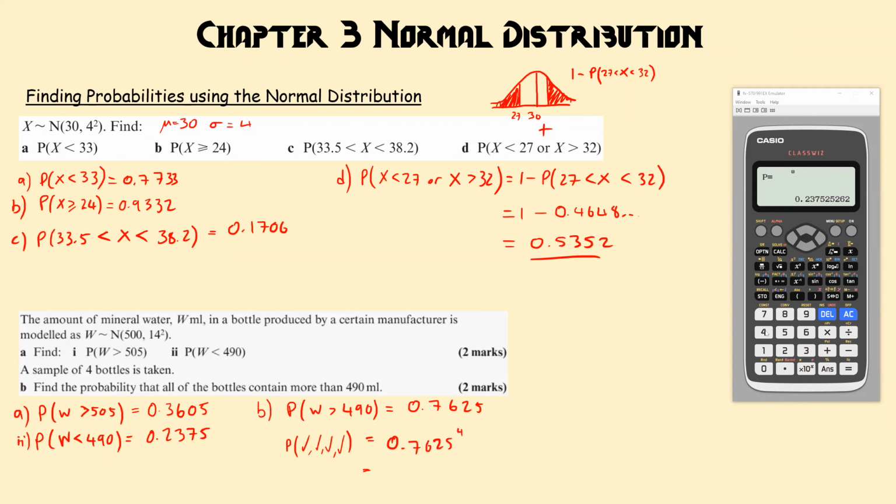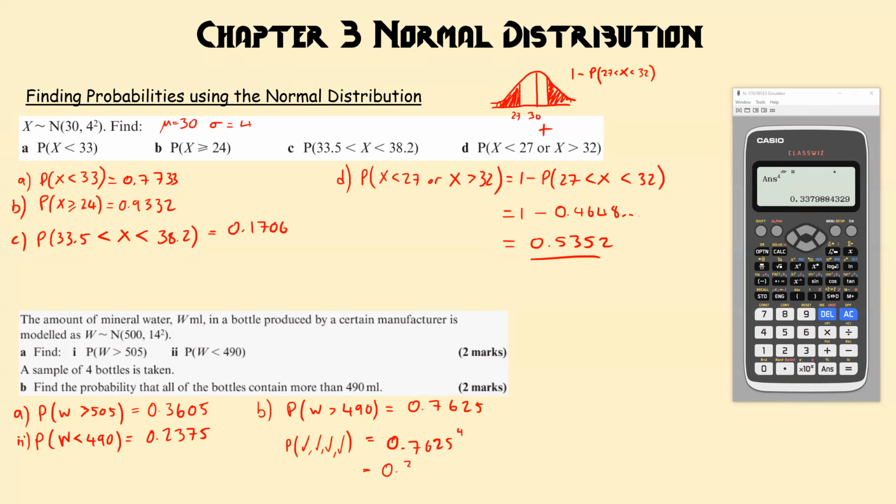So what I'm going to do is, on here, remember that's my previous answer. Yeah, so 1 minus that answer gives me what I'm looking for here. And then I'm going to do that to the power of 4, which is 0.33798, and so on. So 0.3380 if I round that to 4dp.